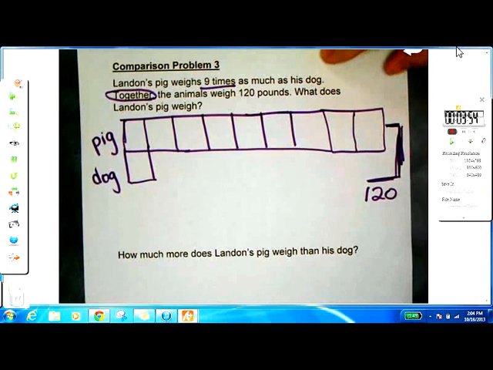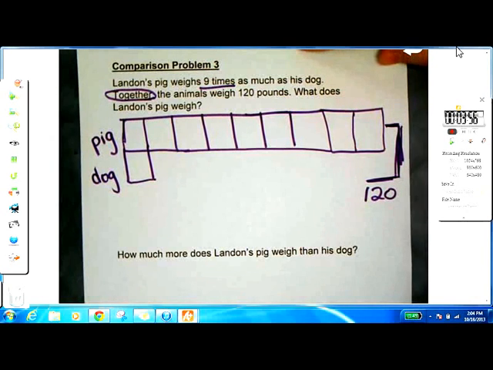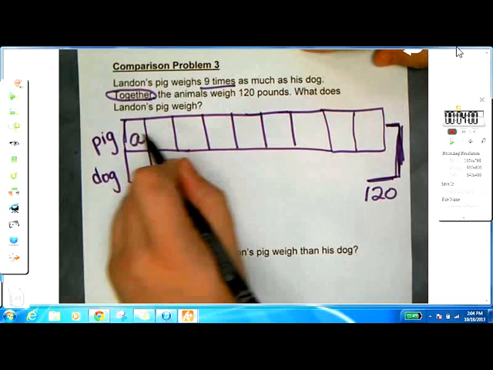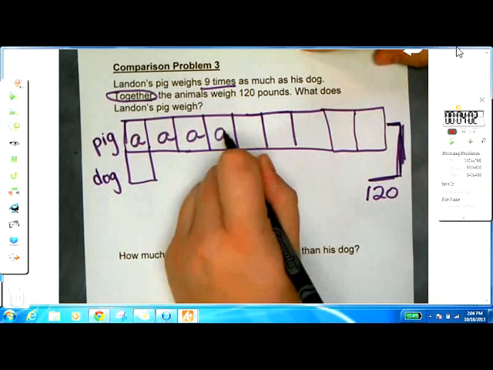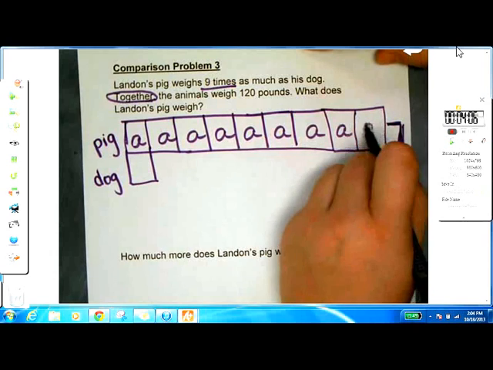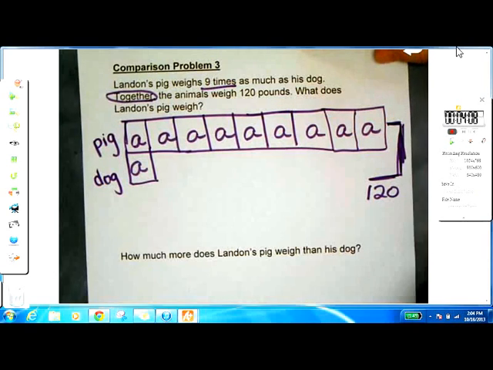So we're going to use a variable. Here's where we get into a little bit of algebra. I am going to use the variable A for animal, and I can pick any variable. A variable is an unknown number. And now I can set up an equation.